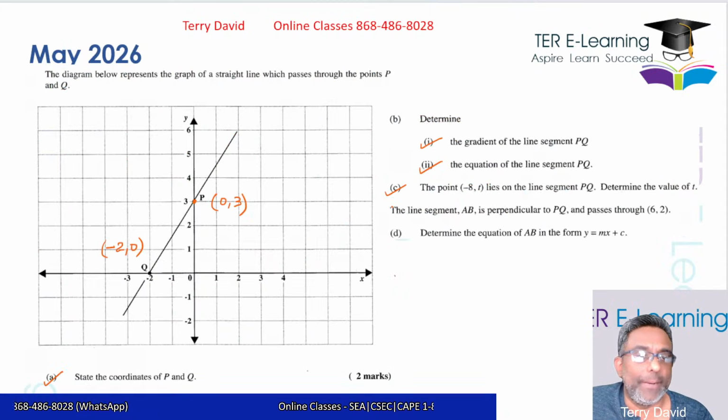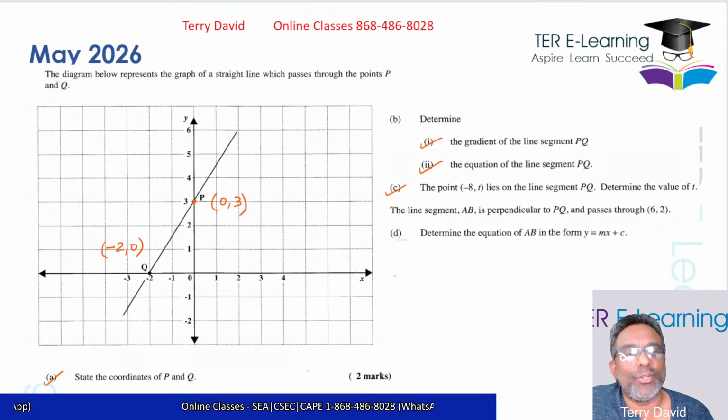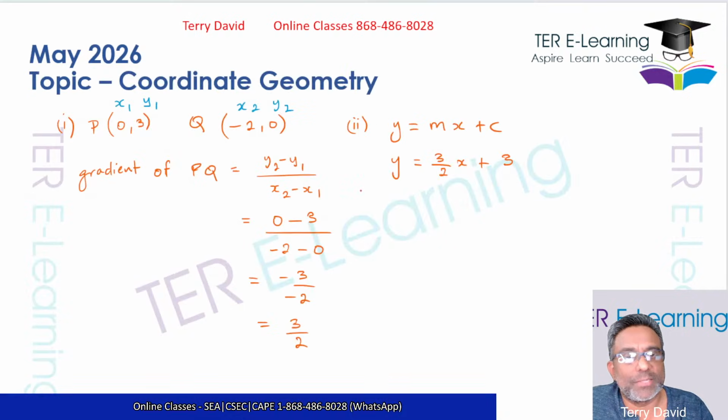The next part here, they said the point (-8, t) lies on the line segment, determine the value of t. So this is part C. You know the equation of the line, y is equal to 3 over 2 x plus 3.